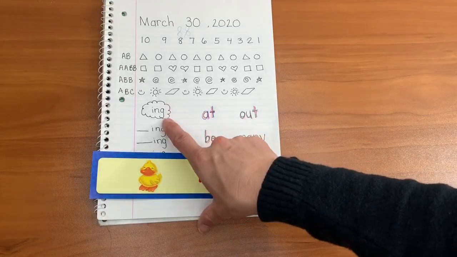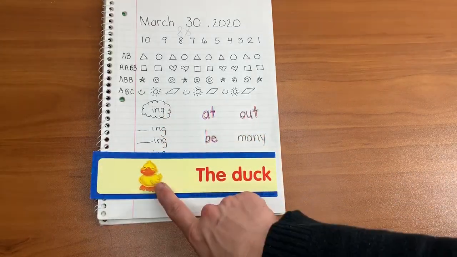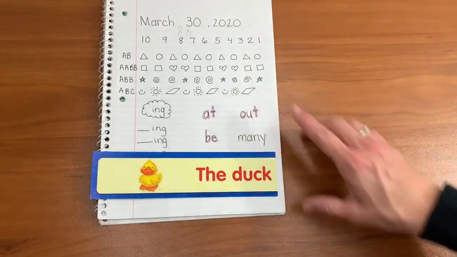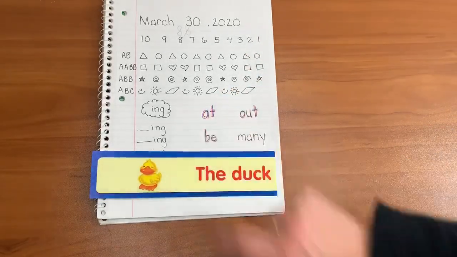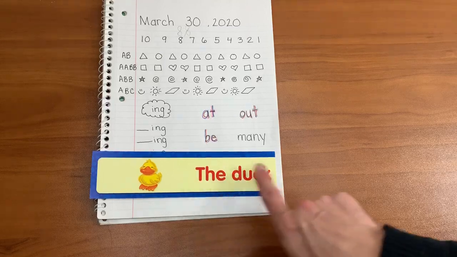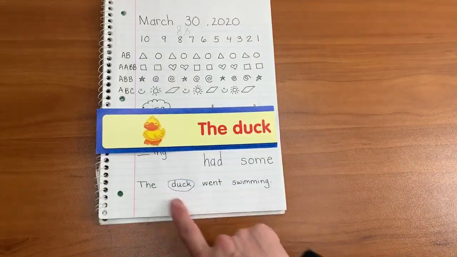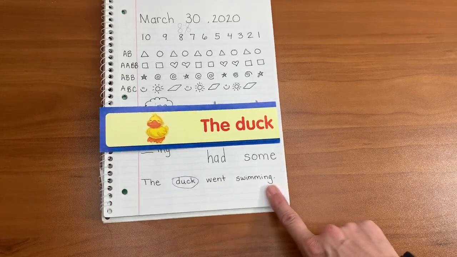I could have used an ing family word. The duck has a wing. I could use one of my sight words. The duck is at the pond. The duck is out of the water. My sentence I chose was the duck went swimming.